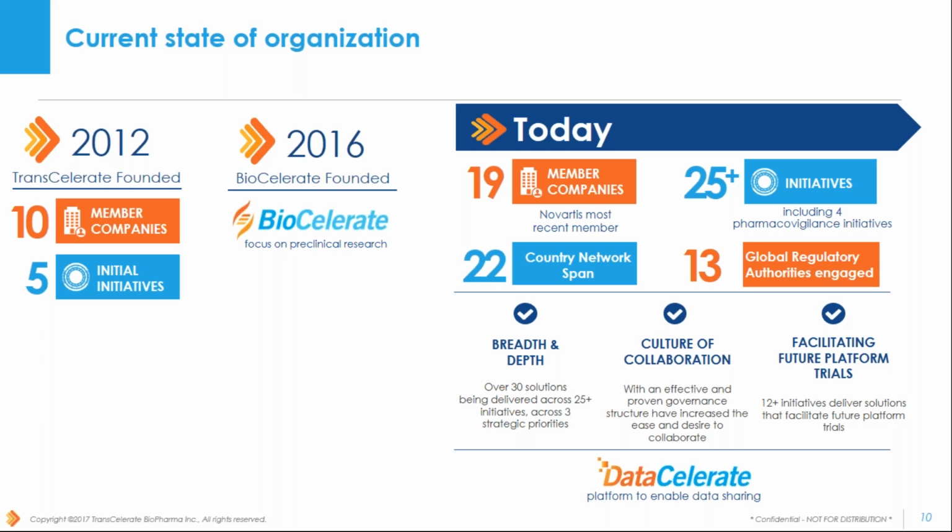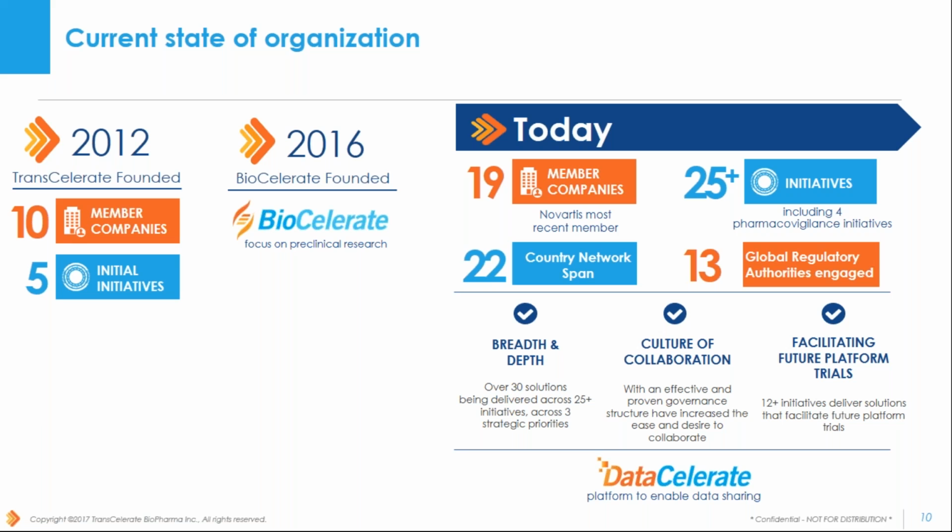Our country network now spans over 22 different countries around the globe, and we're really proud of that number and are working hard to see that increase. We've moved from our initial 5 initiatives to now over 25 initiatives, including 4 initiatives in the pharmacovigilance realm. And we actively engage with over 13 global regulatory authorities around the world with regards to the initiatives that we're putting forward. And around our portfolio, it's about increasing the breadth and the depth of our solutions. So at this point, over 30 being delivered across 25 initiatives between 3 strategic priorities.